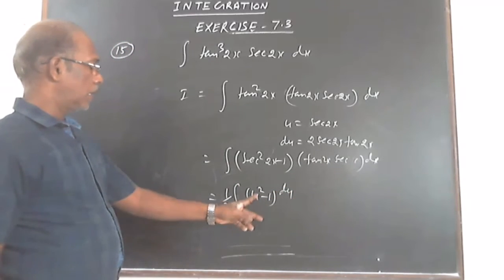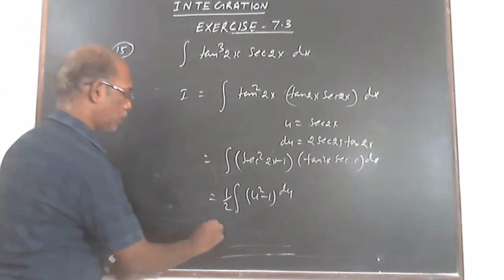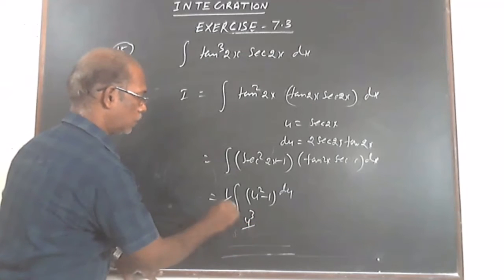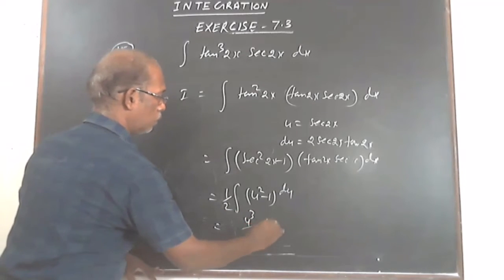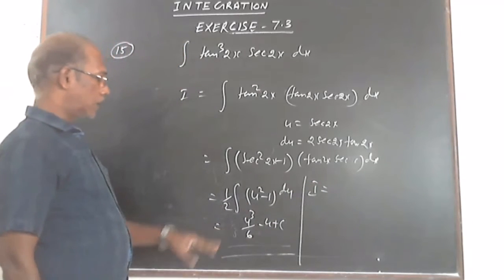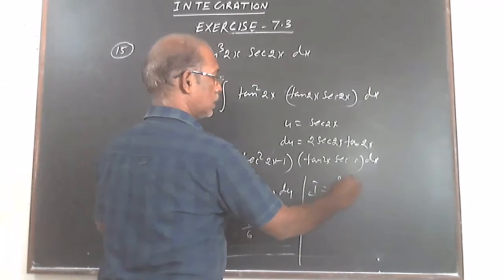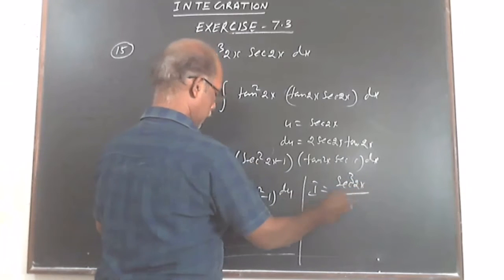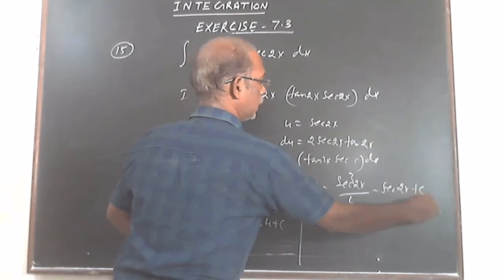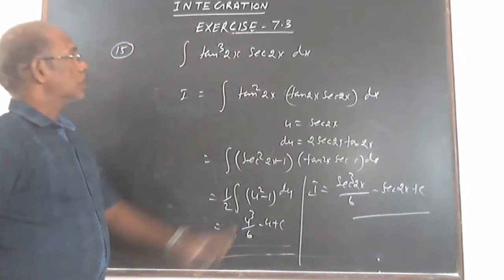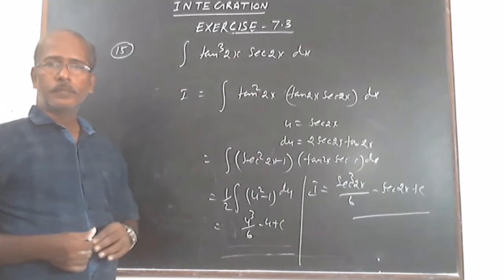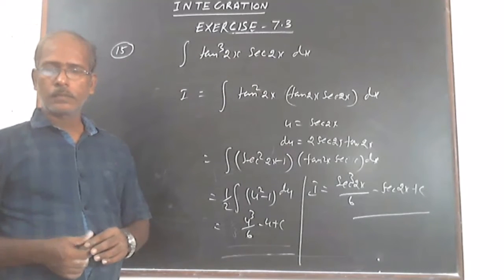Then the integral of u square with respect to u is u cube by 3, so 3 into 2 is 6, minus u, plus c. Finally, u should be taken as secant 2x: secant cube 2x by 6 minus secant 2x, with the integral constant c. So this is the answer. I'll go through it.